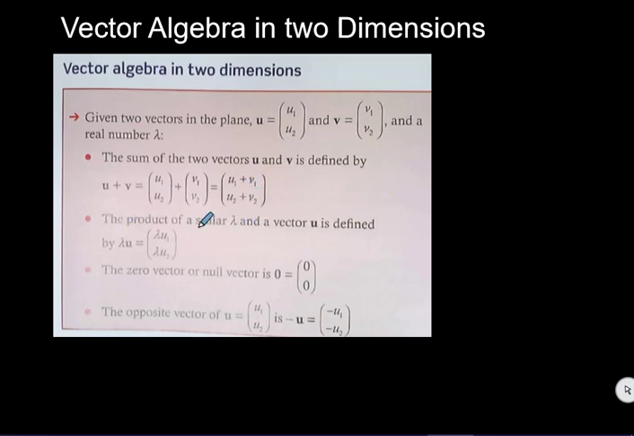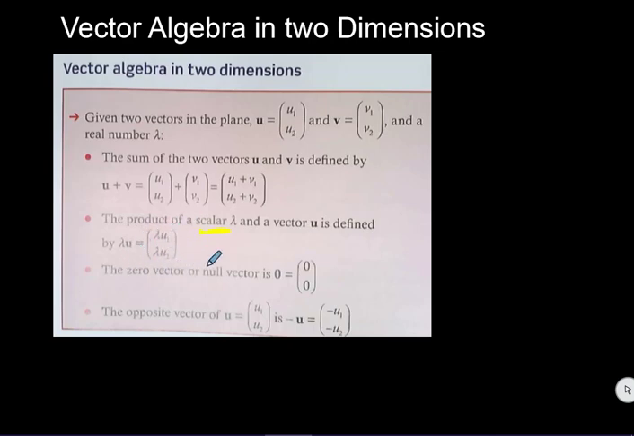Then the product of a scalar and a vector. We call that real number lambda a scalar, meaning we can scale a vector u with it. The scalar times u is defined by taking its components and scaling them by lambda: lambda u sub 1, lambda u sub 2.